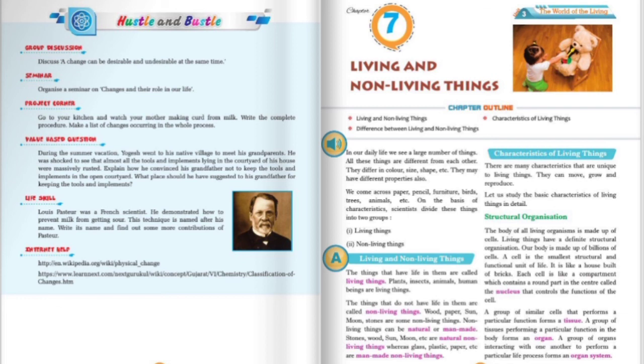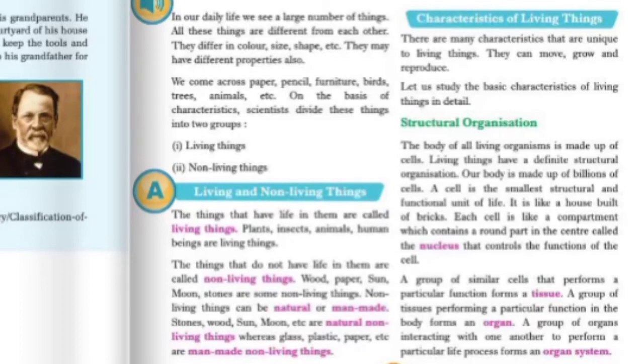Whereas the other things which are not natural, which are being prepared by man-made activities, which are artificially prepared, they are the man-made non-living things. So basically, the non-living things can be man-made as well as natural. All the naturally occurring non-living things are called natural non-living things, and all the non-living things which are made by man or which are artificially prepared, they are the man-made non-living things. Got it?